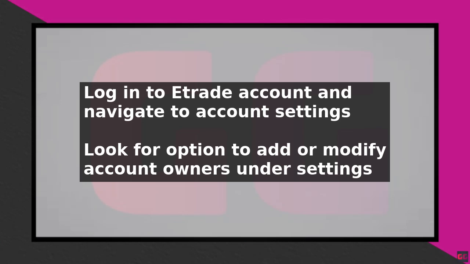Click on this option and select the choice to add a new owner or convert to a joint account. You will be prompted to enter the new owner's information, including their name, address, social security number, and date of birth. Ensure that the information is accurate and matches the new owner's identification documents.